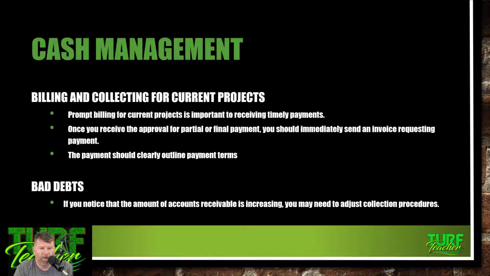With billing and collecting for current projects, prompt billing for current projects is important to receiving timely payments. That's what I need to tell myself, guys. And once you receive the approval for partial or final payment, you should immediately send an invoice requesting payment. The payment should clearly outline payment terms. Get a contract. I paid $1,500 to our lawyer to write up our standardized contract and then $300 for each additional addendum to it.